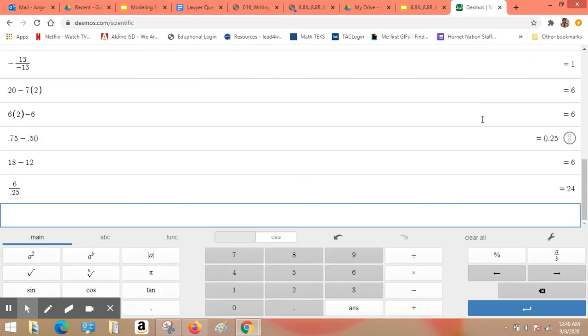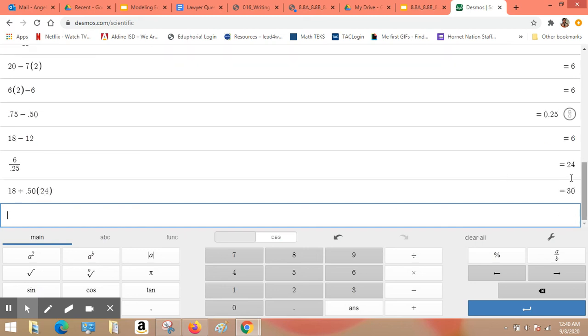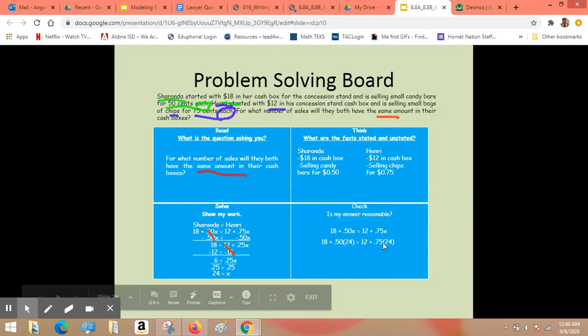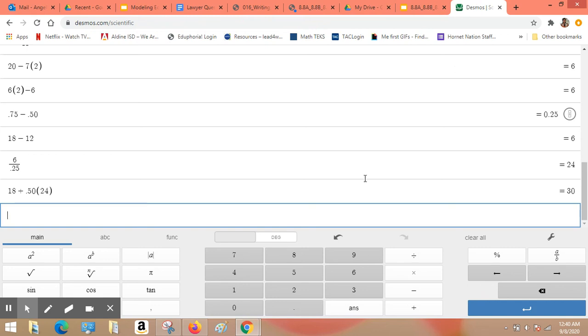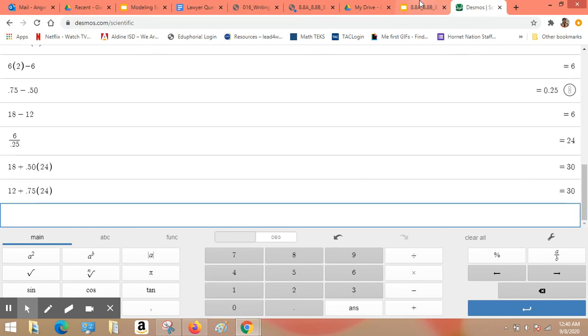18 plus 50 cents times 24. Enter. That gives me 30. So that's telling me she sold 30. I mean that she earned $30. And Henry did 12 plus 75 cents times 24 and 30. Okay.